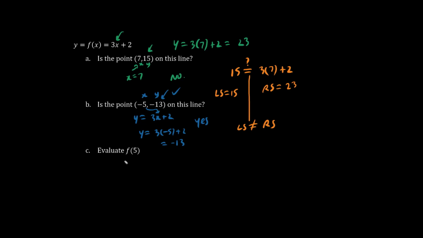Now what is the y value, f, when x equals 5? f of x is your y value, equals 3x plus 2. When x equals 5, we replace x with 5. We substitute. So f of 5, essentially your y value, is 15 plus 2, which is 17. So the answer is 17.